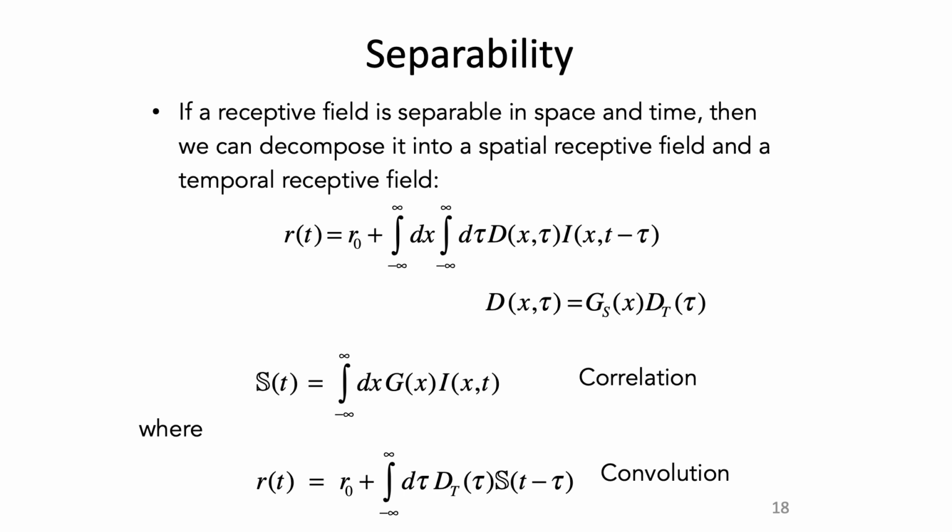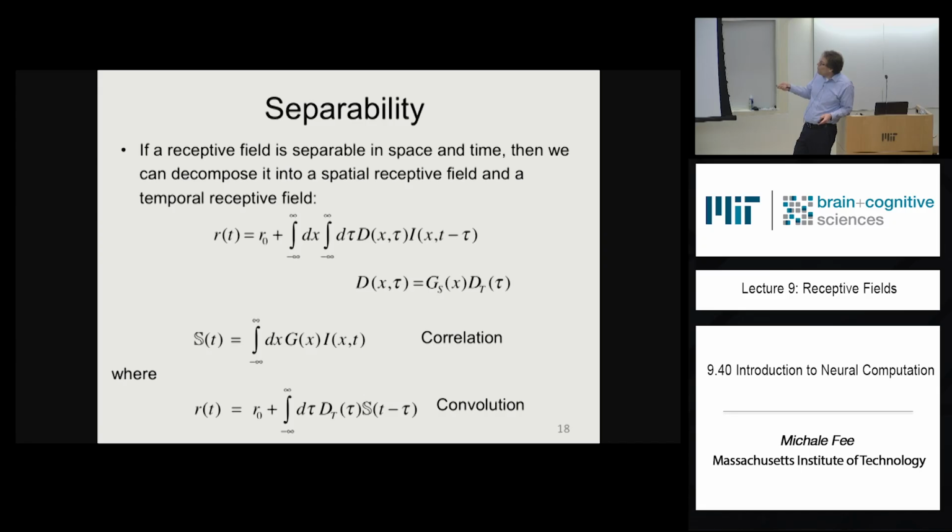Basically, the way you think about this is that you find the correlation of the spatial receptive field with the stimulus, and that gives you a time-dependent stimulus, a stimulus that's just a function of time. Then you can convolve the temporal receptive field with that time-dependent stimulus. So you can really just treat it as two separate processes, which is convenient for thinking about how a neuron will respond to different stimuli.